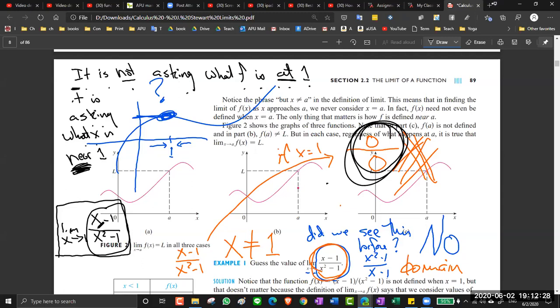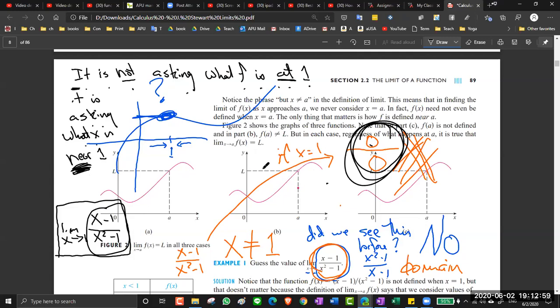Now, that sounds very mysterious and almost like nonsense, right? I mean, what do you mean, near 1? It's not very clear what that means. So I admit that it's not a great sentence in that sense. But we have to remember that it's not asking what x is at 1. Because at 1, there's no answer.